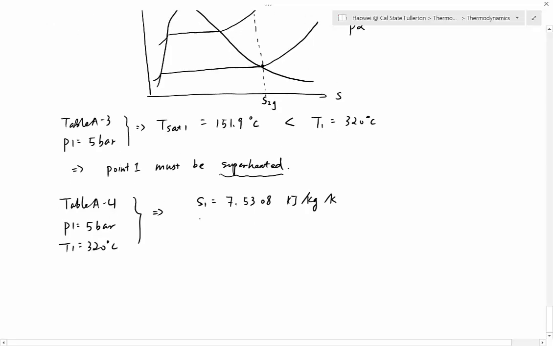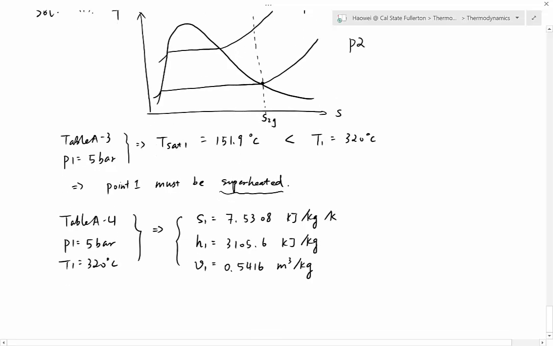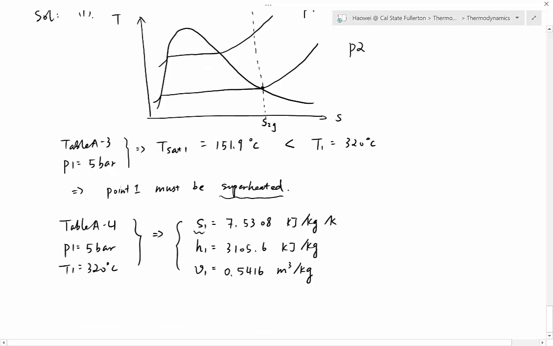So if, for example, I also write down H1, which is 3105.6 kilojoule per kilogram. And then we also write down a new one, specific volume from the table, which is 0.5416 cubic meter per kilogram. Okay, so those are the three properties we look for from the table. We just found S1, and S1 is the one I'm looking for at this moment.